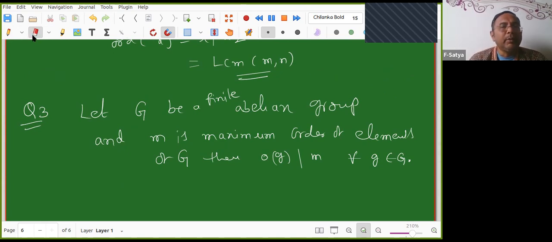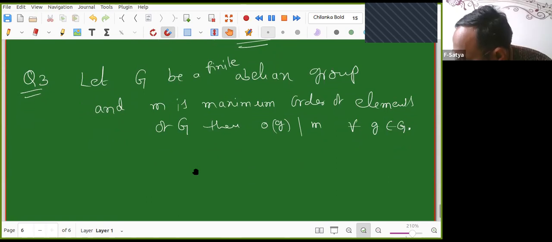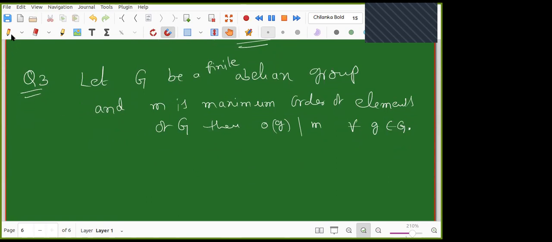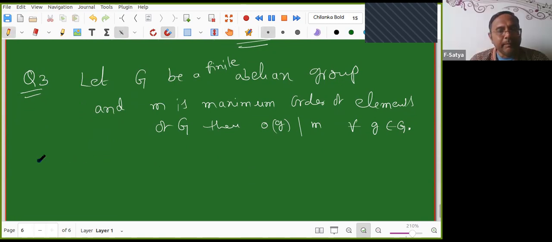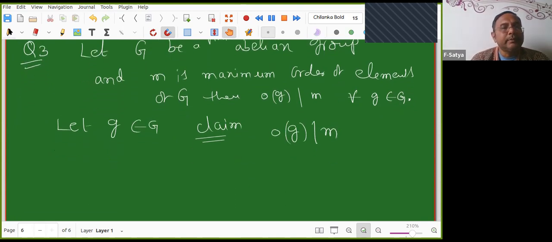So how do we prove this result now? Any idea? You can use the previous result. Right. Instead of proving it for every g, I take one particular element. Let g belong to G. What is my claim? What do I have to show? The order of g divides M.